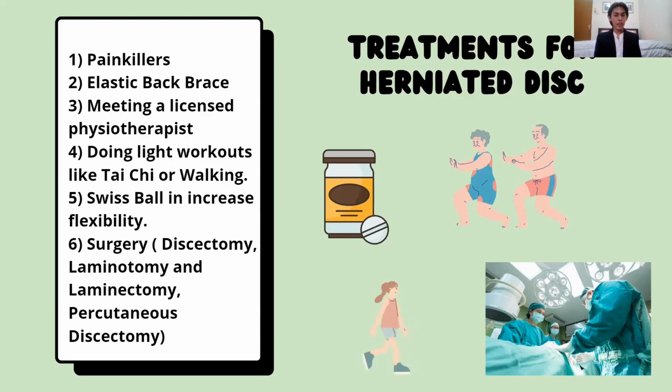Among the types of surgeries that are commonly done when athletes suffer from a herniated disc are discectomy, laminotomy, laminectomy, and lastly percutaneous discectomy.